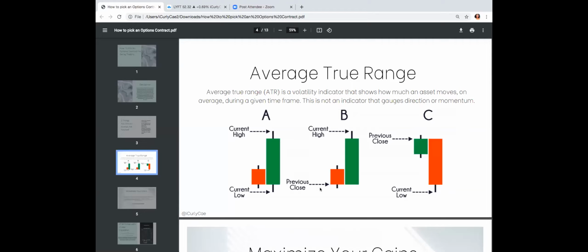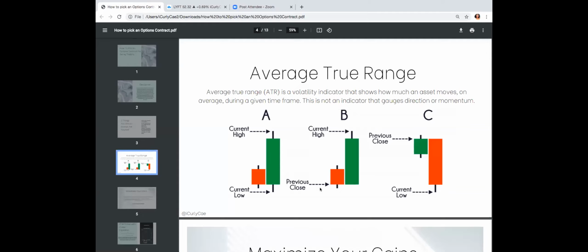You're going to look at the chart that basically corresponds with your plan on holding. You look at the open and close range of the previous candles to get an idea of the dollar move the stock is capable of making. Or again, you can use the average true range calculator.